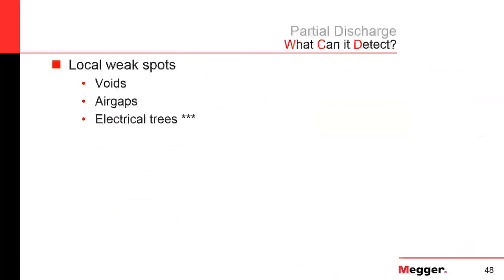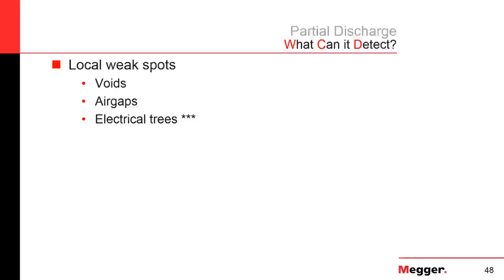So what can PD detect? Really local weak spots, voids, air gaps, defects. It can detect electrical trees, but there's not just one, but three asterisks next to that statement, because it's very unlikely that you'll find electrical trees. The reason being, they're only on the cable system for a short time before they fail the cable.